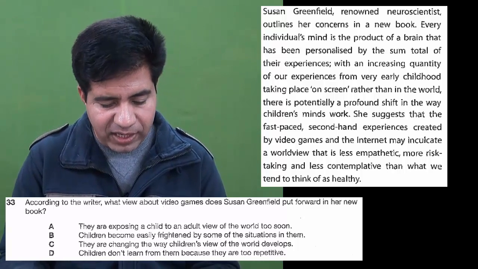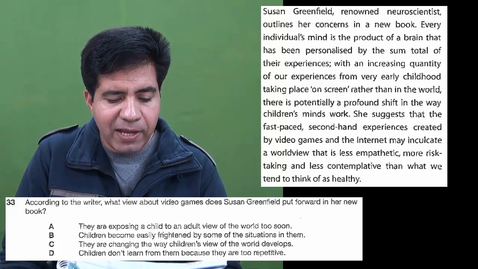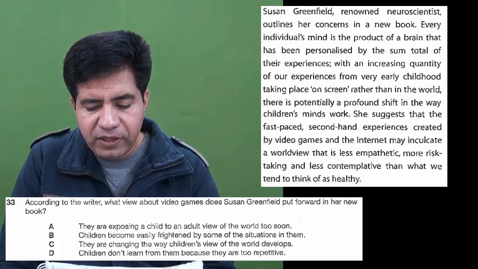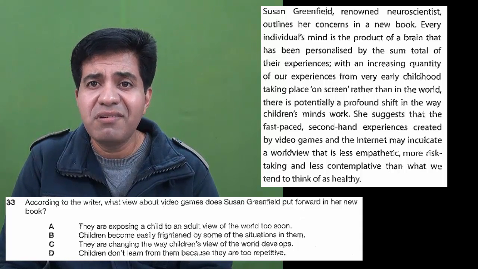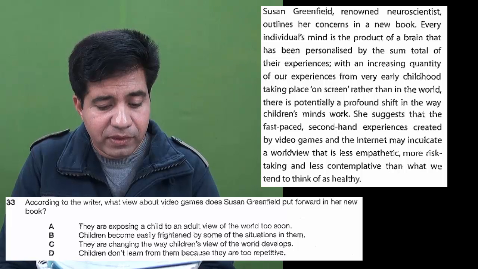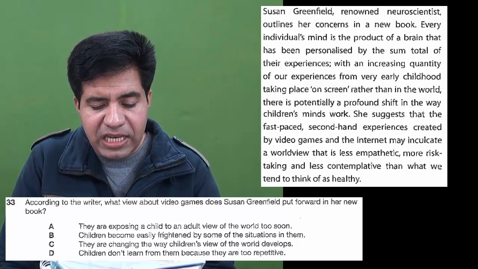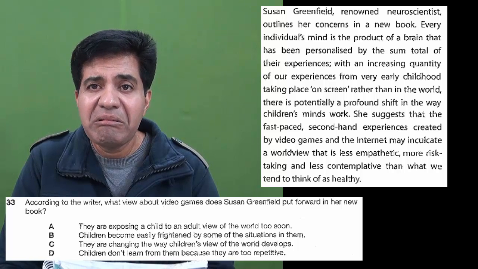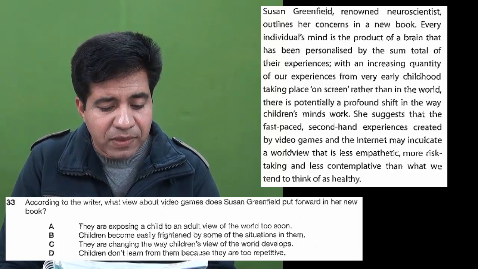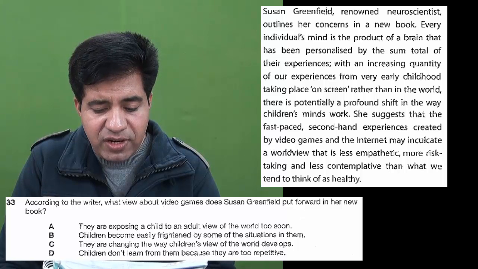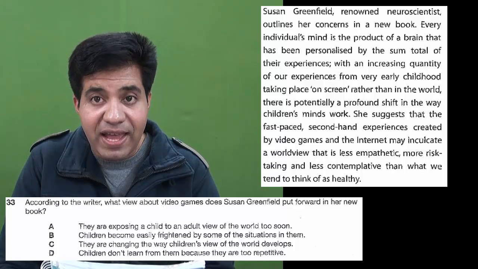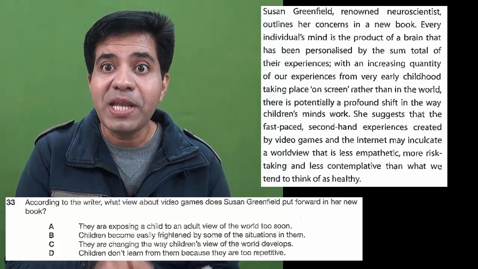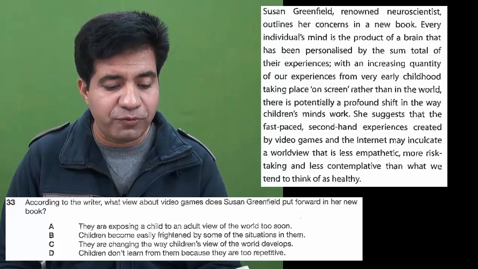Now let's see what the options are. Option A, they are exposing a child to an adult view of the world too soon. No. B, children become easily frightened by some of the situations in them. No. C, they are changing the way children's view of the world develops. Yes, they means video games. Now this is where they are going to make you feel stuck.